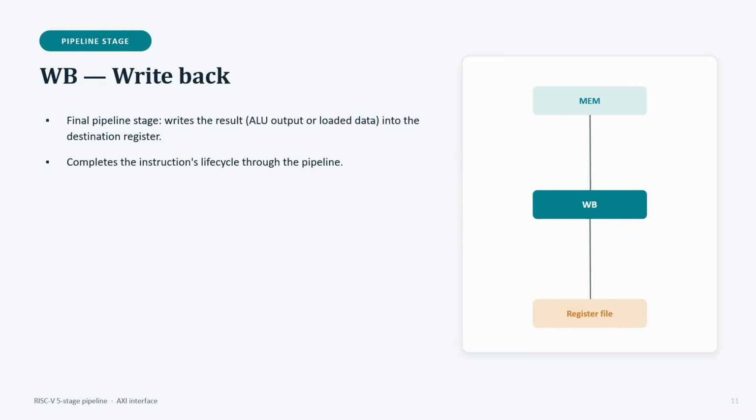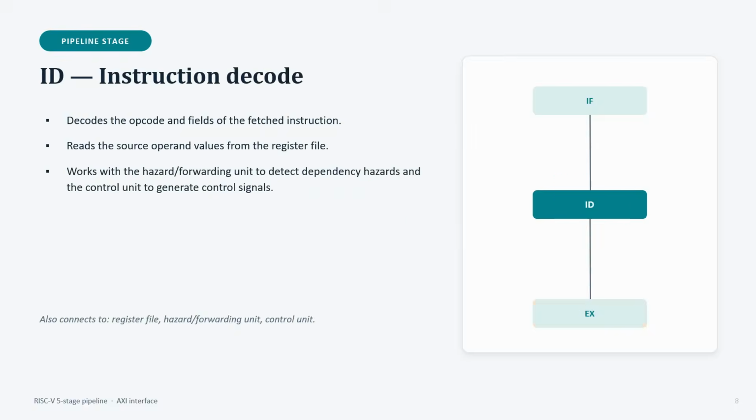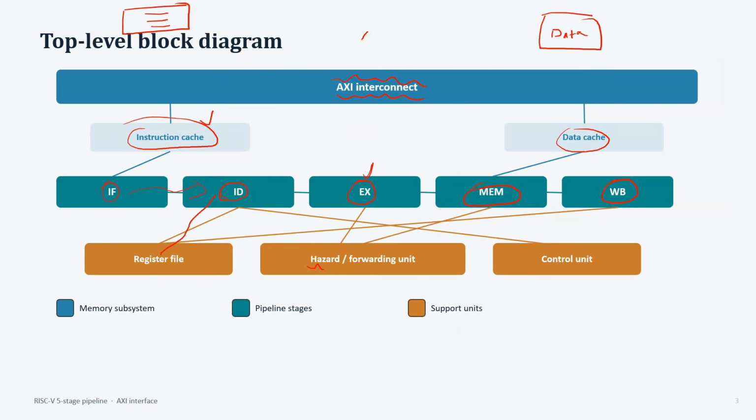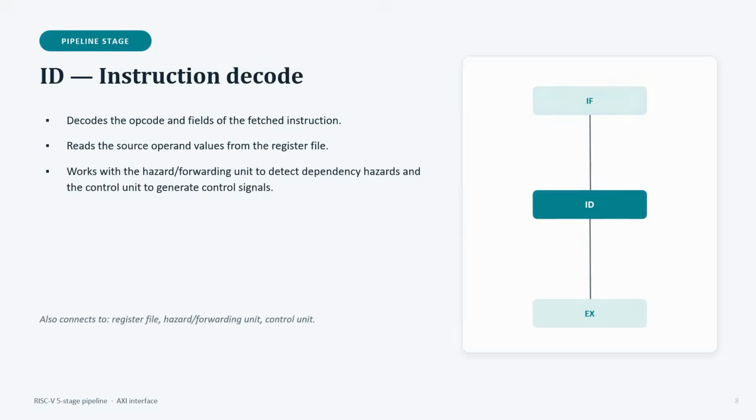And we have something known as the write back unit, which is the final pipeline stage, where we are going to write our result into the destination register, and it is going to complete the instruction lifecycle through the pipeline. So these are the different modules which we are going to use for achieving my pipelining. Now, what do we mean by pipelining? Let us try to understand in great detail.